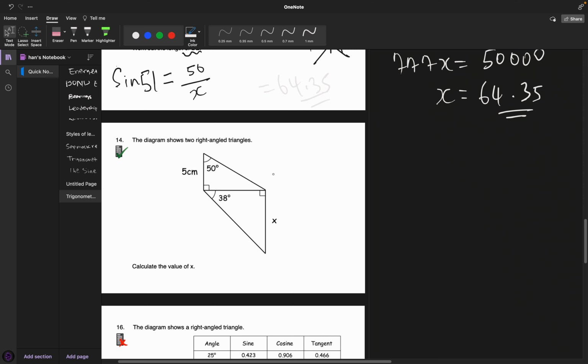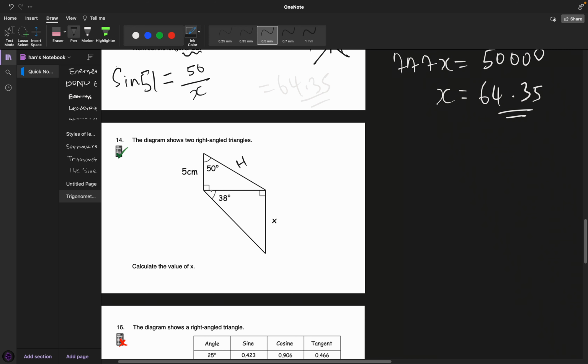Okay, the diagram shows two right-angled triangles. Calculate the value of x. Okay, don't get stressed when you see this question. When I first saw this question, I got a bit stressed, but it's just a two-step question. Otherwise, it's pretty easy. So, hypotenuse. I'm supposed to find the value of x, right? But we only have one value here, so we need to get one of the lengths at least.